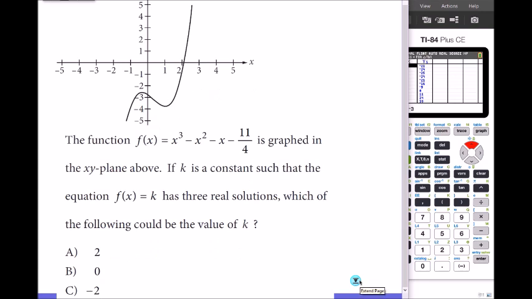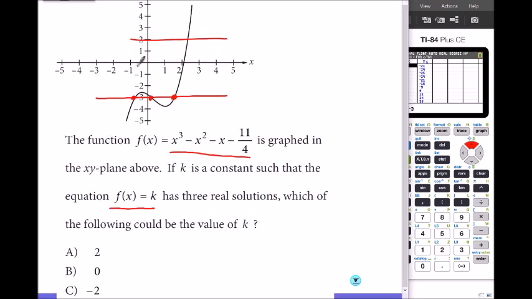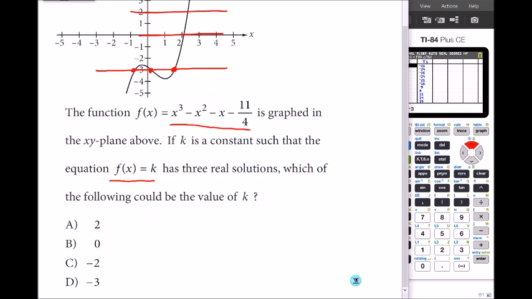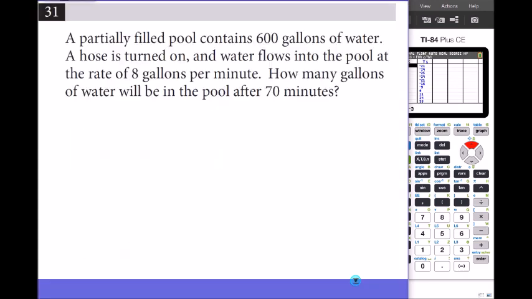So the function f of x is that, and it's graphed. So k is the constant such that the equation f of x equals k has three real solutions. Which of the following should be the value of k? So meaning at that y, it will go through the graph 3 times like this, right? 1, 2, 3. So can it be 2? It's one solution. At 0, one solution. -2, one solution. -3, three solutions. So it is D. Right? It has to go through three solutions.